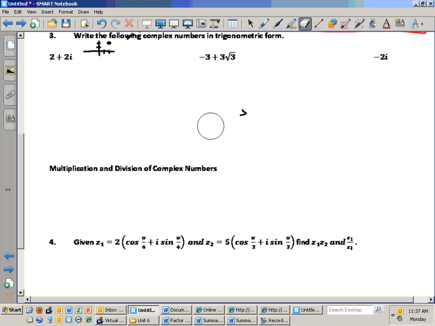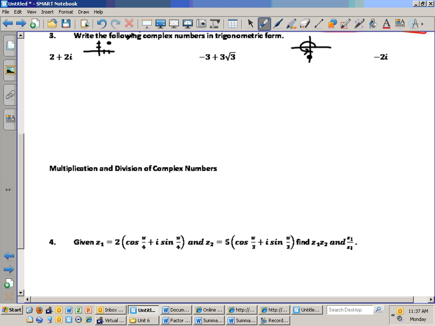Negative 2i. Which quadrant? It sits right on the imaginary axis. What's its distance from the origin? 2. What is the angle of rotation? 270, which is 3 pi over 2. So we already know those pieces.